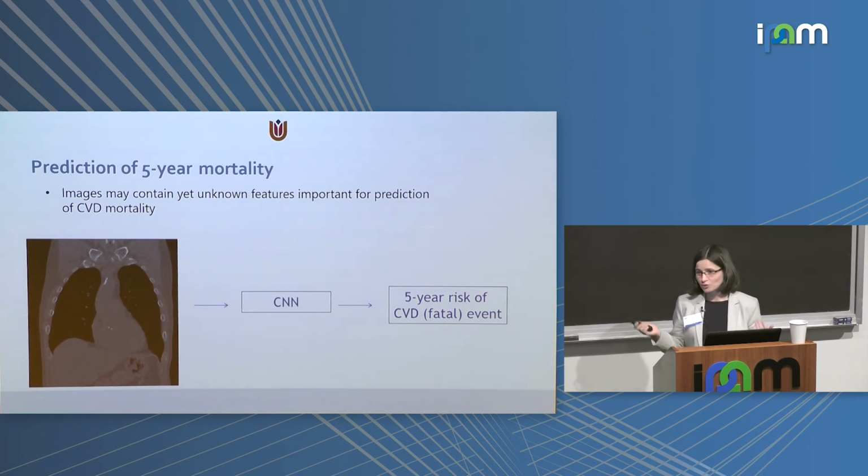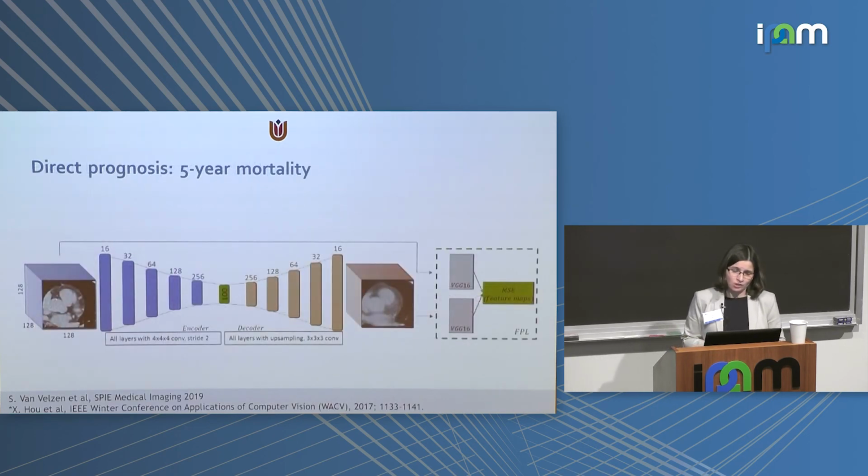Our network overtrained immediately. The fact is these images are quite large. They're 512 times about 500 slices. We have only limited number of events. Having a large data set with outcomes is far from trivial. So then Sanne simplified the approach.